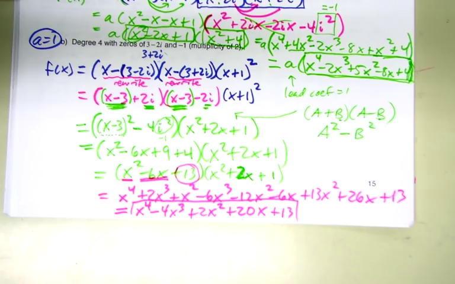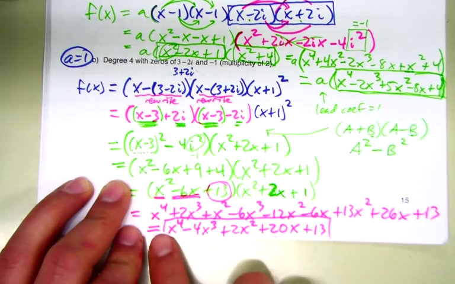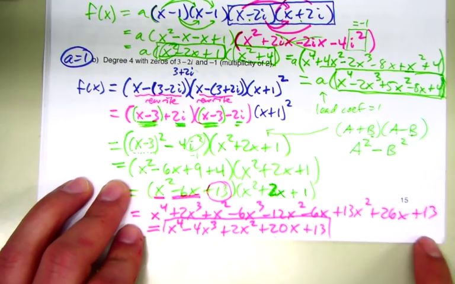Just pay attention in Math Excel or on your homework if they say to use a certain coefficient, like maybe they say use a coefficient of 2. Well, then you would put a 2 in front of this whole thing and double it all. So 2x to the 4 minus 8x cubed and so on.